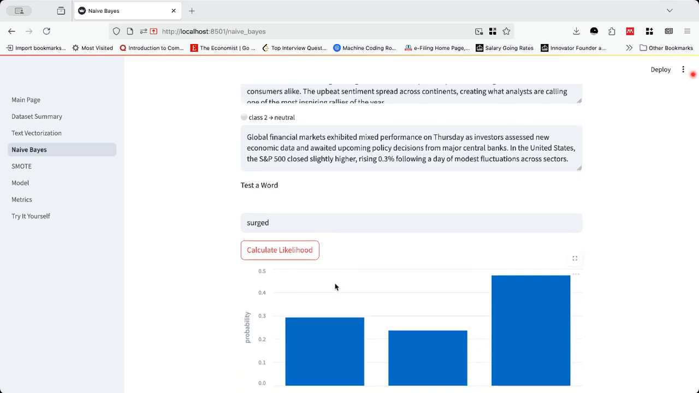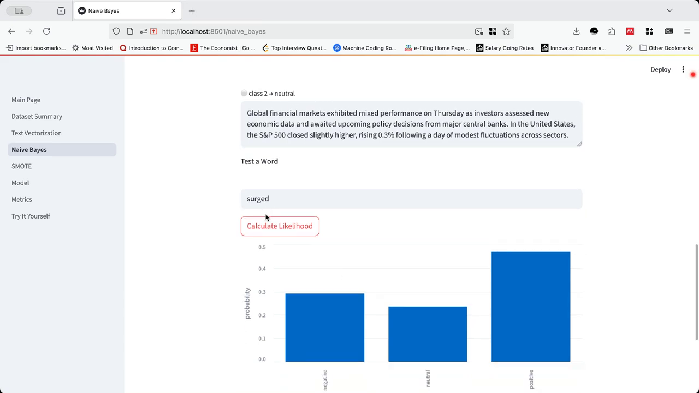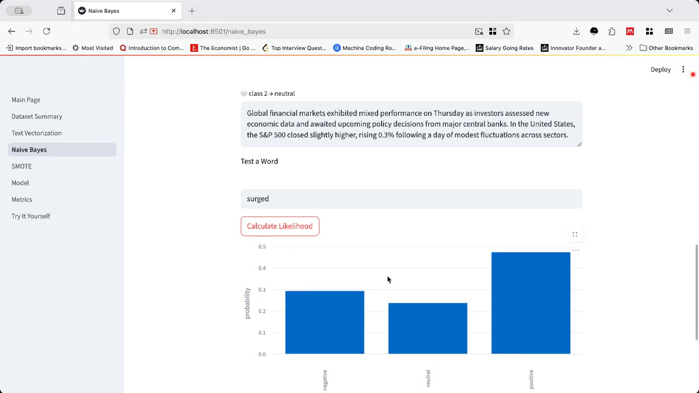So as you can see, for the word searched, given a class positive, we have the likelihood, and likewise for the neutral and the negative class. This is done based on the naive Bayes formula that we have learned today.